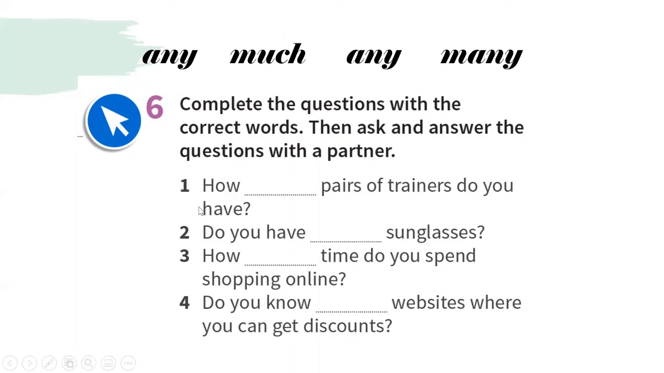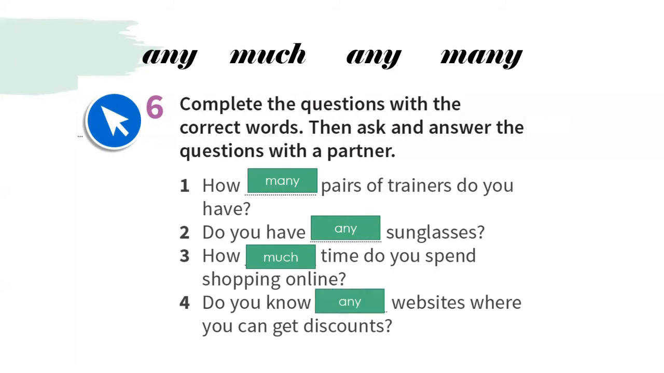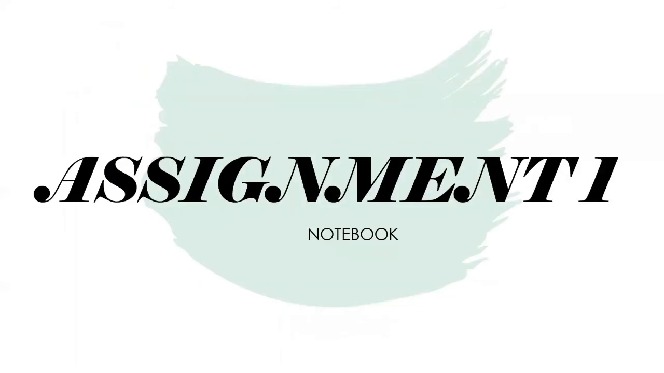I'll do this one. Even if I have to do it myself, this is so easy. Number 1, how dash pairs of trainers do you have? How many pairs of trainers? Number 2, do you have dash sunglasses? Do you have any sunglasses? Number 3, how dash time? Much. How much time do you spend shopping online? Number 4, do you know any websites? Okay. Almost done.